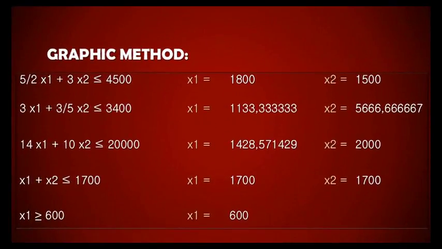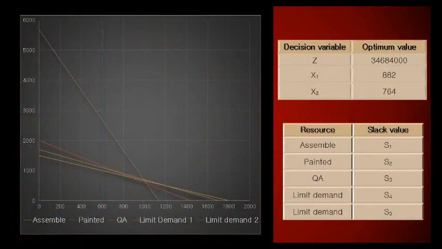Graphic method. For this method, the variables x1 and x2 should be cleared in each restriction. These values are then plotted to determine the feasible region, and then obtain the optimal solution. In both methods the optimal values of the variables are obtained, which are interpreted as follows.